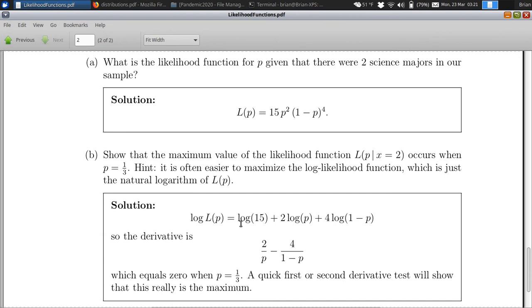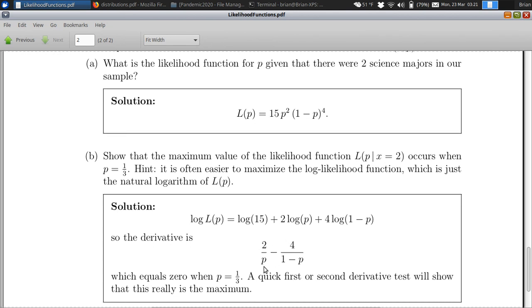It's really easy to take the derivative of this because the derivative of the constant term goes away. The derivative of this is 2 over p, and the derivative of that is 4 over the inside times the derivative of the inside, which makes it negative. That's where the minus sign is coming from. And so then you just have to solve for when this is equal to 0. So write an equation, cross multiply, and do a little algebra, and you should figure out that in fact p is 1/3 is exactly the location of the extreme point, and then you can use a first or second derivative test on this formula to check that that really is the maximum.